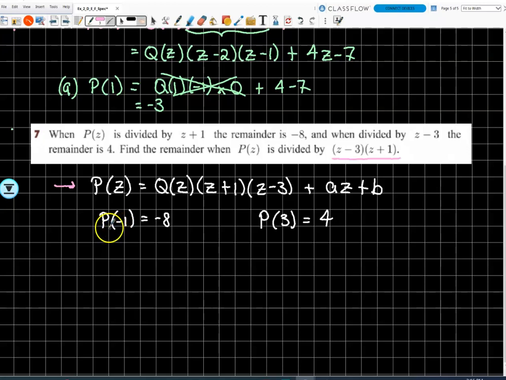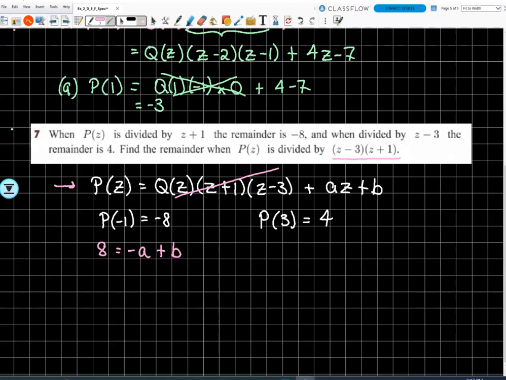And this time you can see the same thing is going to happen, p of minus 1. So when you put it in here, minus 1 plus 1, that will all cancel out. So that whole thing there, gone. However, minus 8 equals, we will now have minus a plus b. Uh-oh, 2 unknowns. That's all right. You know what's coming, don't you? You're going to have simultaneous equations.